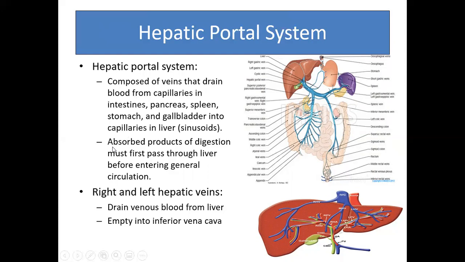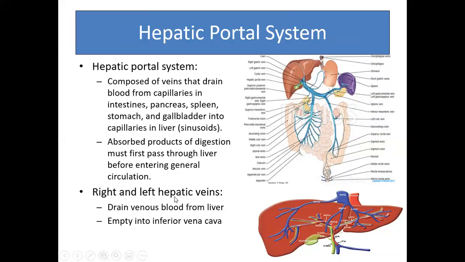And why is this hepatic portal system very important? Why does it need to pass through the liver first? The hepatic portal system, the veins that drain all the gastrointestinal tract, because it absorbs the products of digestion, that's why it must pass through the liver first before it enters the general circulation.